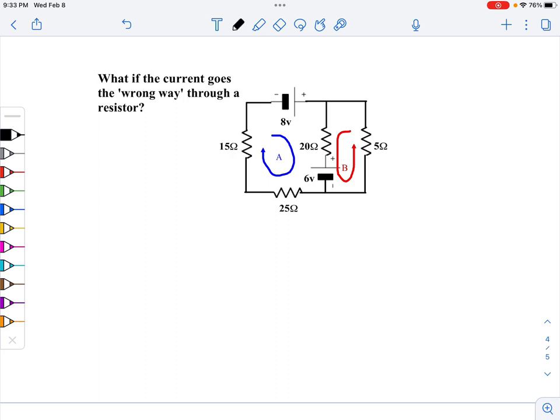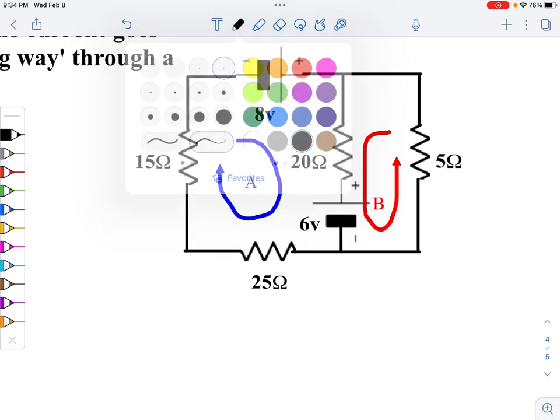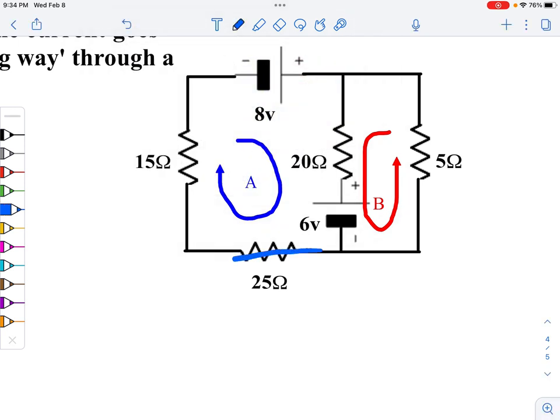Sometimes you will run into this, where when you set up your loops, you wind up with current going the wrong way through everything. What I mean by that is, for this simple circuit, I think making loop A is very reasonable. You look at the 8-volt source, and you say, look, the 25 and the 15 ohm resistor are in series. So I1, like we played this before. Fine, make loop A, great.